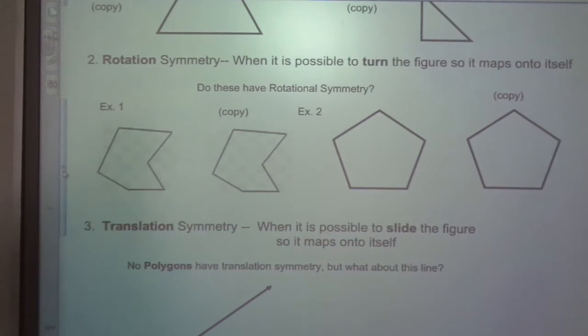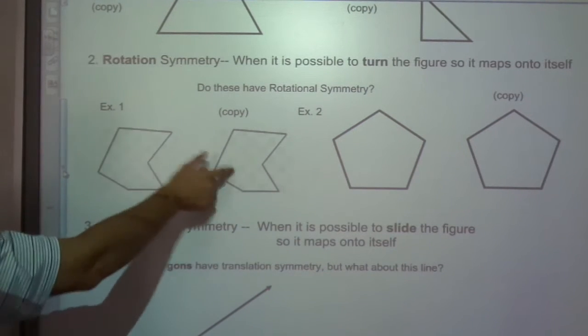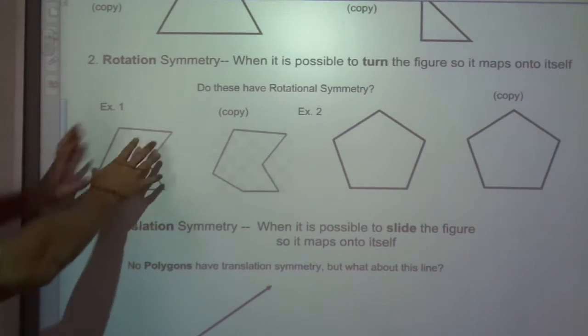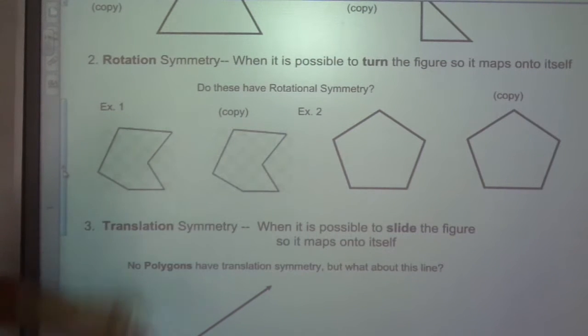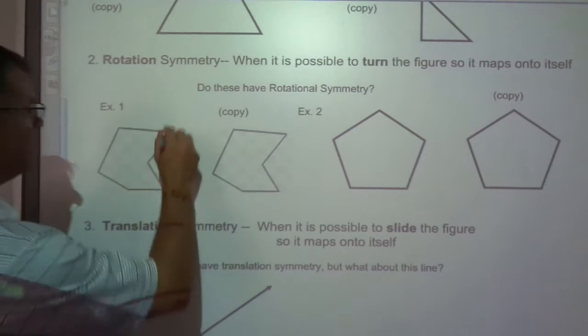What about something like this? Does this have rotation symmetry? If I turn this, is that the same thing? Can I turn it? Would it look like this? Is there any way I could turn it and make that happen? No. This one does not have rotation symmetry.